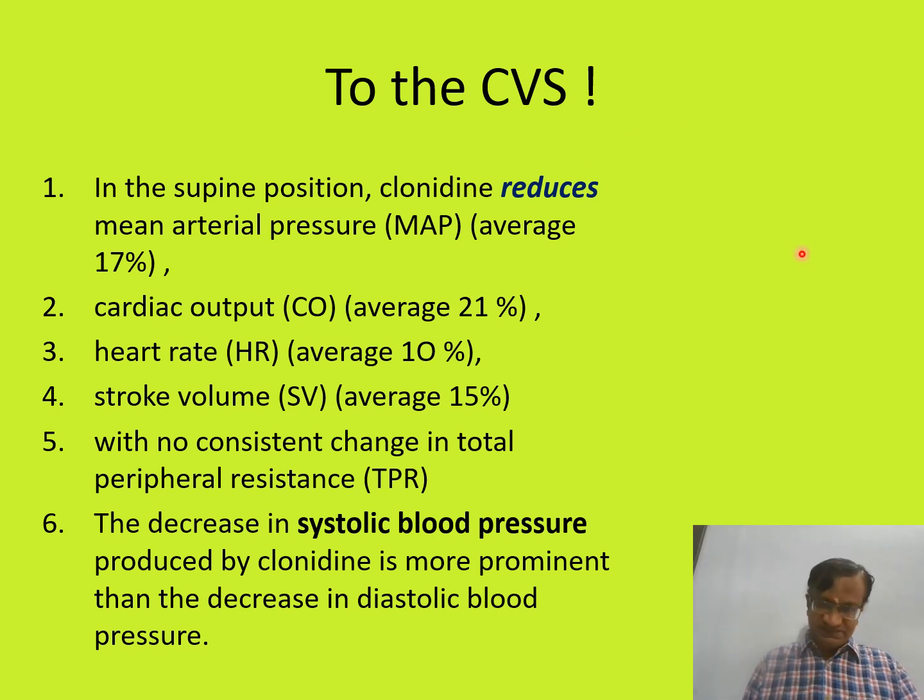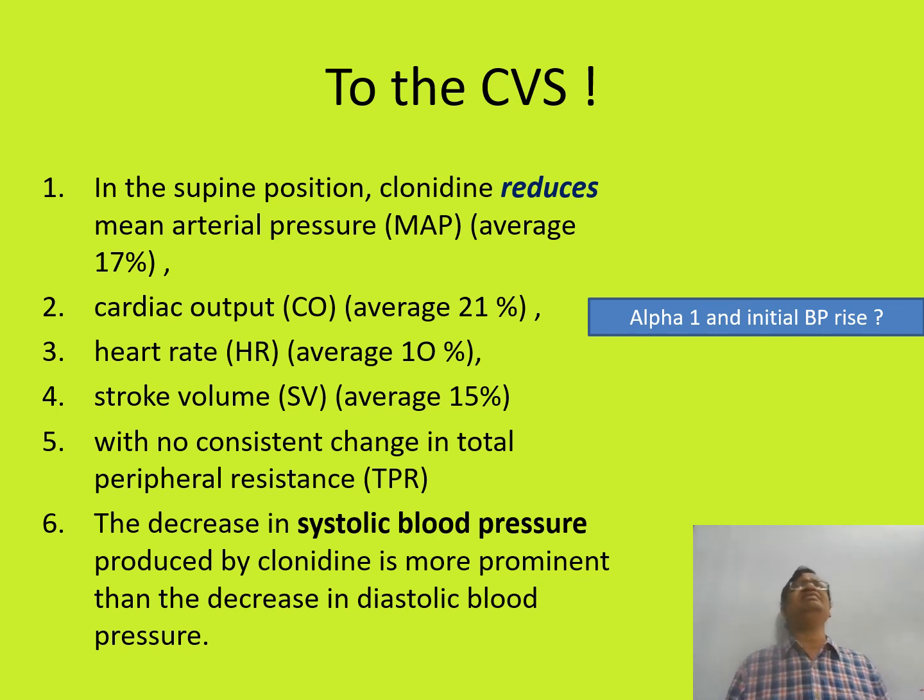Now what happens to the CVS? In the supine position, it reduces MAP by 10 to 15%, an average of 17% they see. Cardiac output decreases, heart rate decreases, stroke volume decreases. Heart rate into stroke volume is cardiac output, so it has to decrease. There is no change in TPR, so vasodilatation is not important. Vasodilatation would affect diastolic blood pressure, but cardiac output affects systolic. So the decrease in systolic BP is more consistent than diastolic BP when you talk about the cardiovascular effect of clonidine.